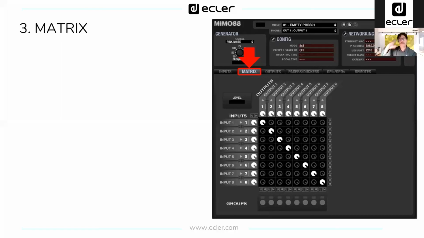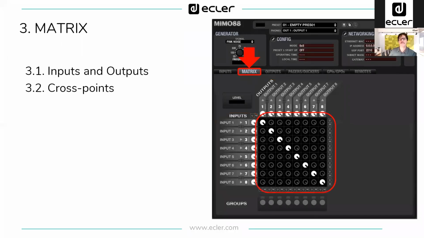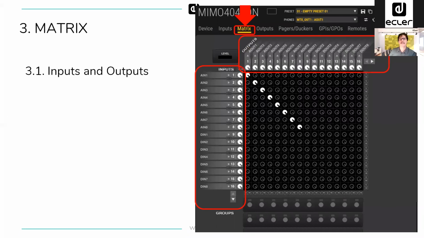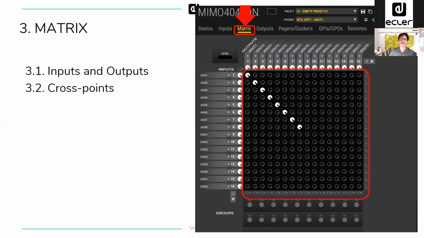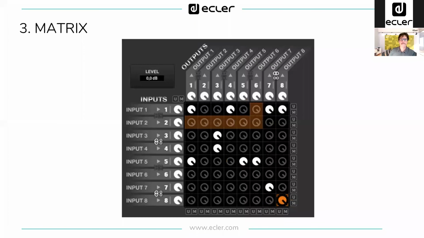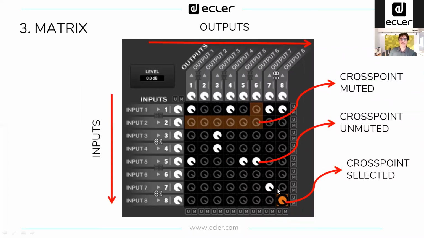Okay, so the matrix, we've got inputs and outputs and the cross points and groups. Let's see here in the MIMO 40 by 40, almost the same, but a lot more groups, up to 20. So outputs and inputs, this is a muted cross point. This is an unmuted cross point. This is the cross point when I select. So this level here is the one that I've got selected. If I want to adjust to -10, maybe it's better to select and put -10 here.